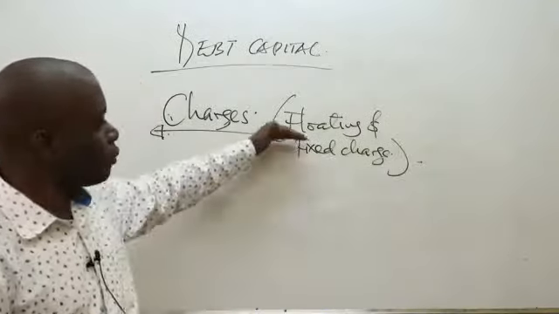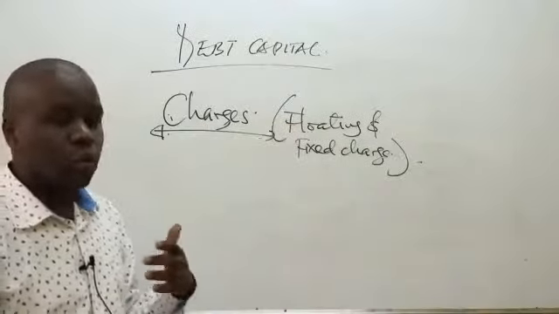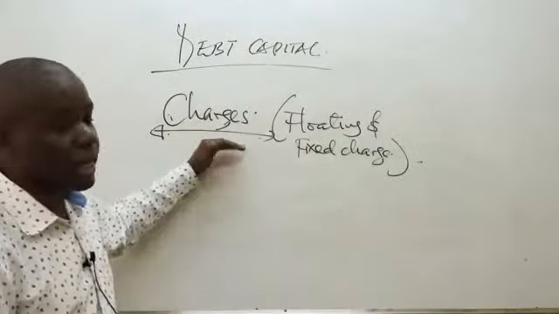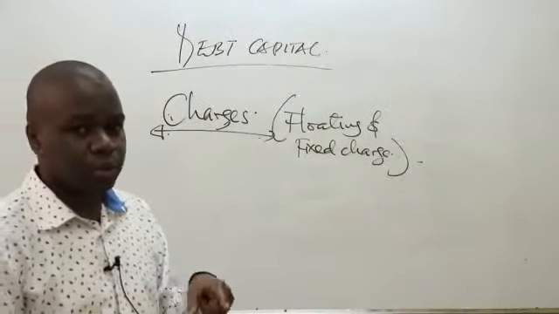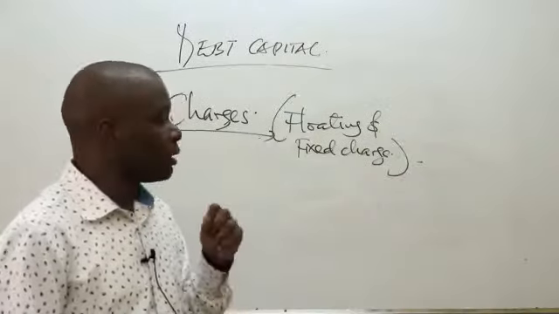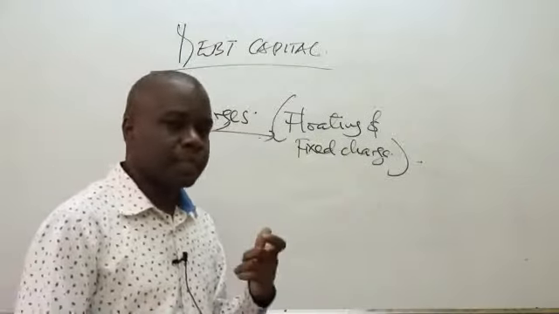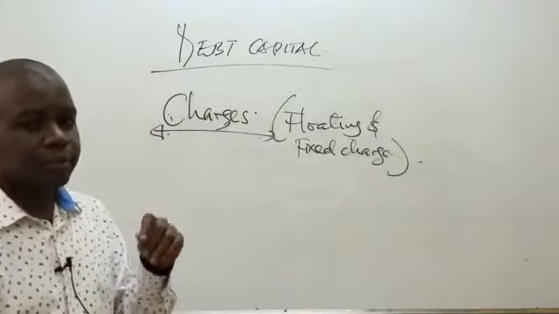But under a floating charge, it is not really on a specific asset. This particular charge hovers over the asset until maybe there's an occurrence of an event that now forces this charge to settle on the specific asset. The most obvious one, I'm telling you, is, for example, if the company defaults on payment. Now we say that particular charge has settled on a specific asset.